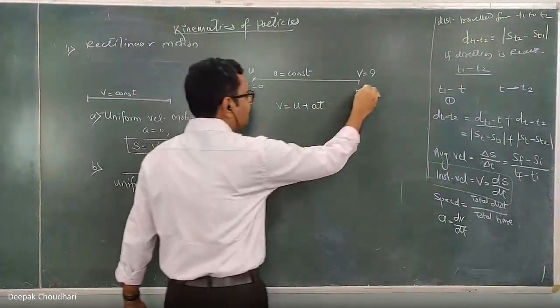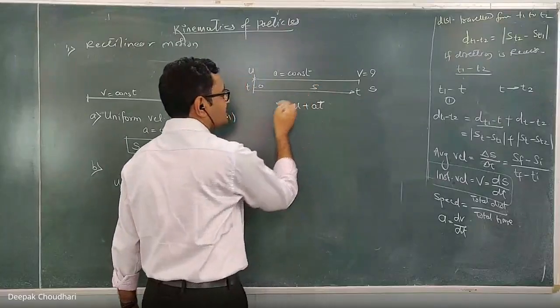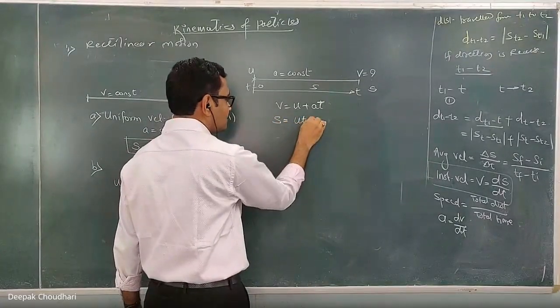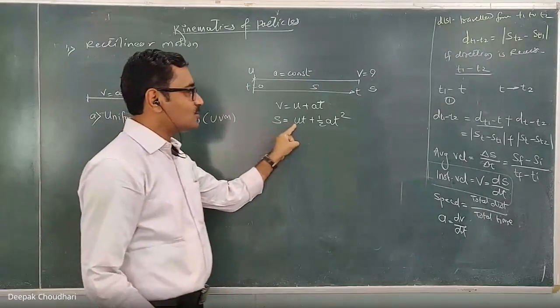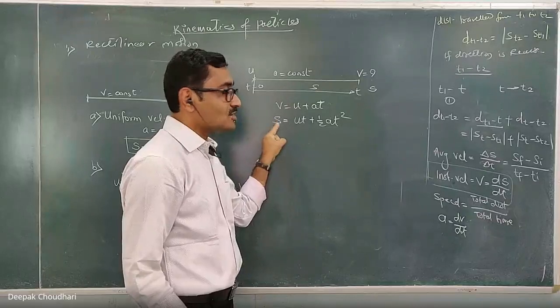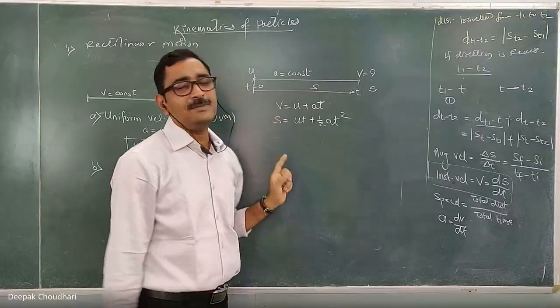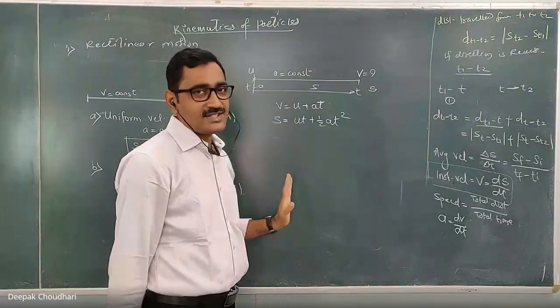What will be the displacement of the particle at time t? S equal to UT plus half AT square. How can we calculate that displacement? S equal to UT plus half AT square, isn't it? Remember, you can use this S equal to UT plus half AT square. This is the equation of displacement. And if the particle is moving in the same direction, that displacement becomes the distance traveled. But otherwise this is not the distance traveled.